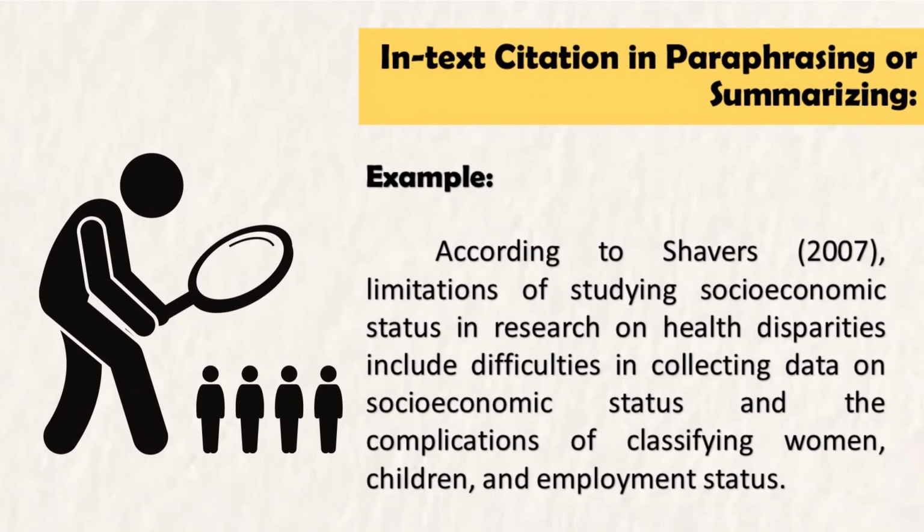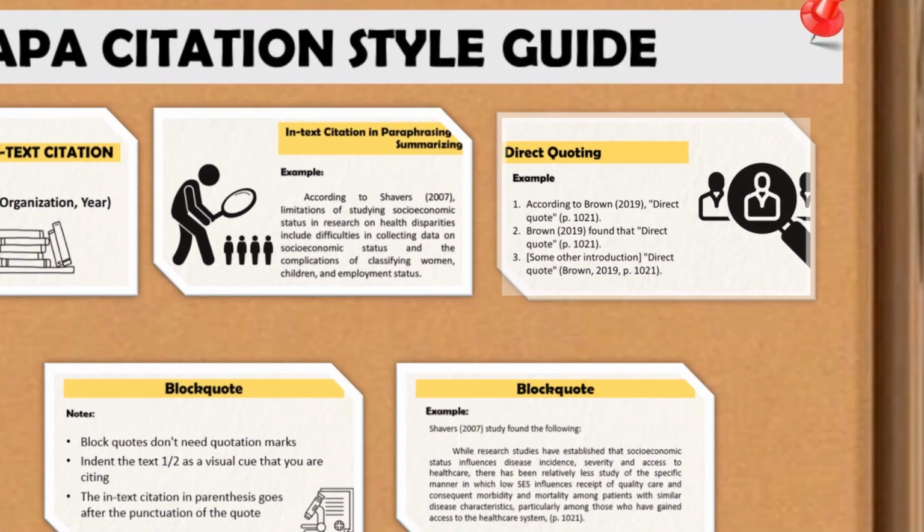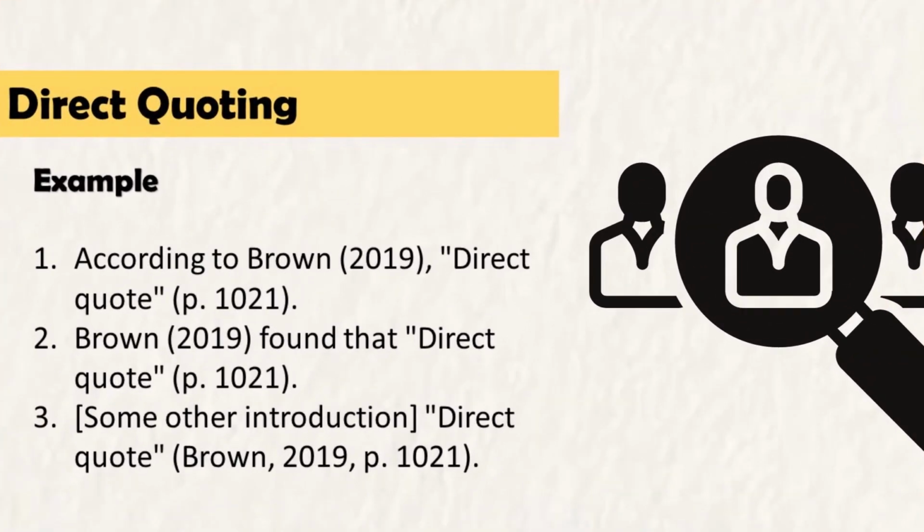Here are the examples of in-text citation in paraphrasing or summarizing. Third, if you're quoting the exact words of someone else, introduce the quote with an in-text citation parenthesis. Any sentence punctuation goes after closing the parenthesis.